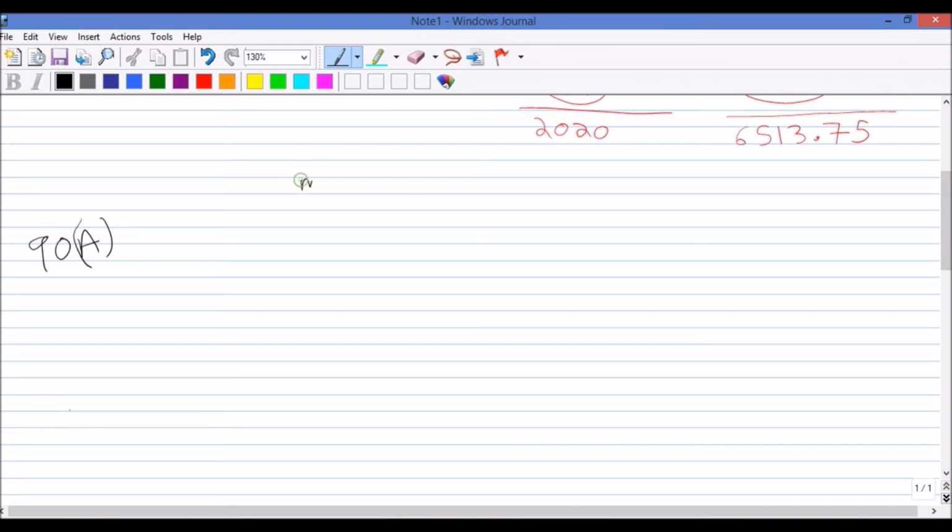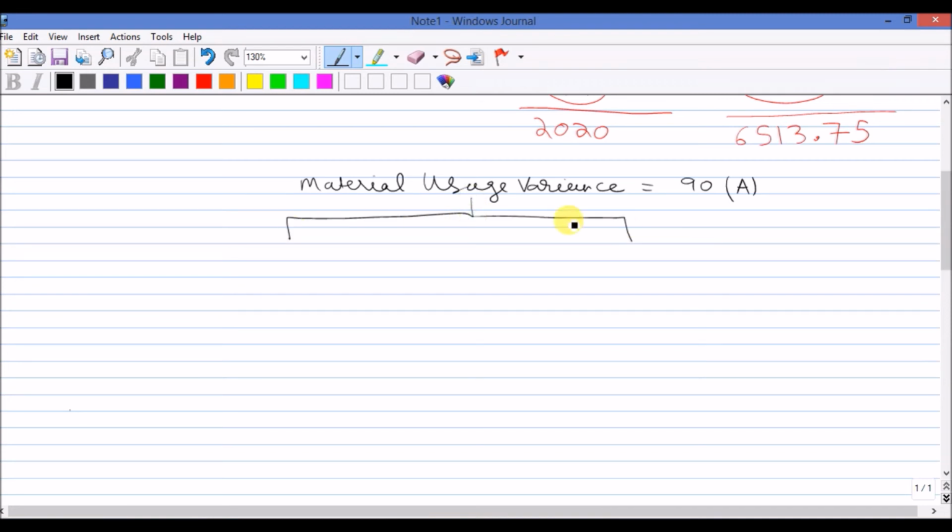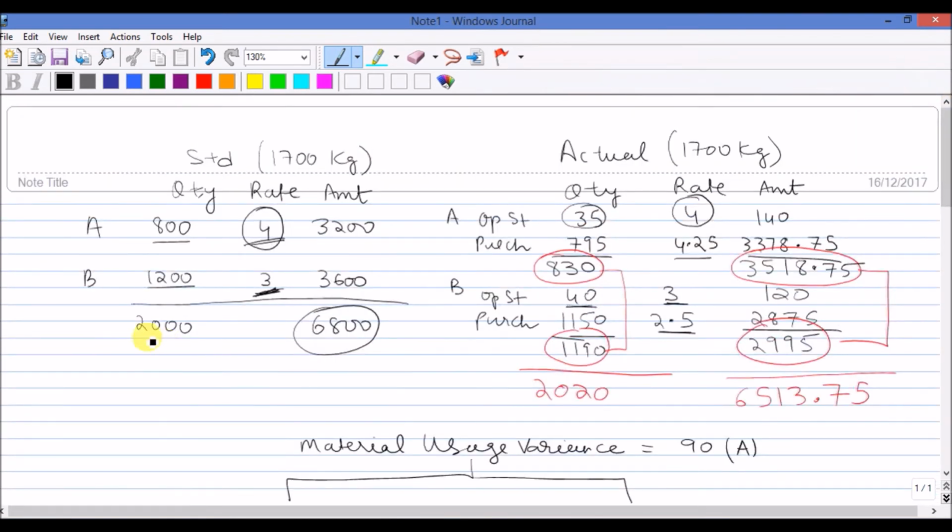Okay. So now we have the material usage variance, which is 90 adverse. So I'm going to divide into two parts. This time I'm going to also teach yield variance. So first we are going to do our normal material sub-usage variance. Remember the first lecture, take the total consumption. Take the total consumption, just this much.